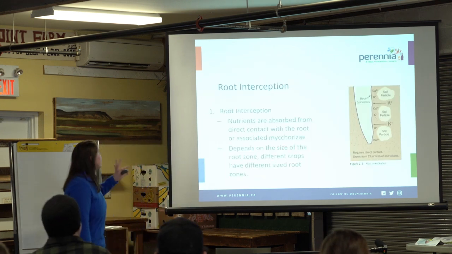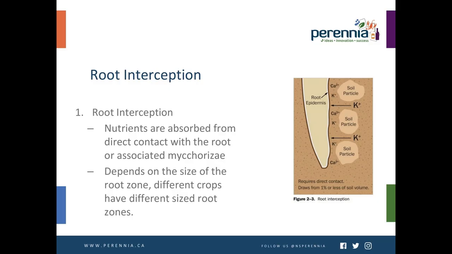The first one is root interception. This requires direct contact with the roots or associated mycorrhizae. It depends on the size of the root zone, and different crops have different size root zones. It needs direct contact with the nutrients in order for them to be taken up.